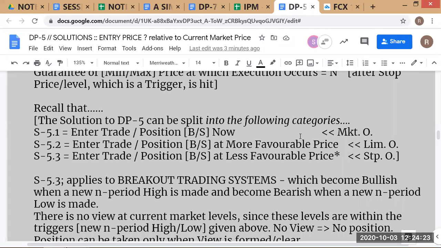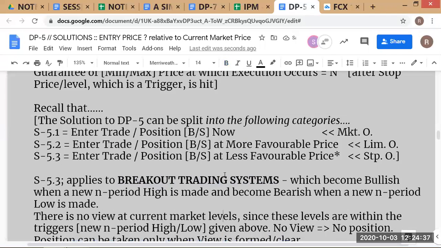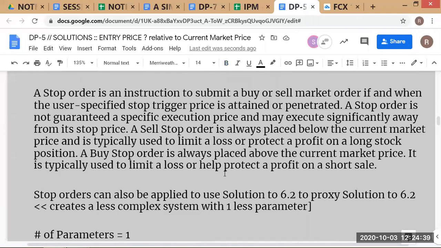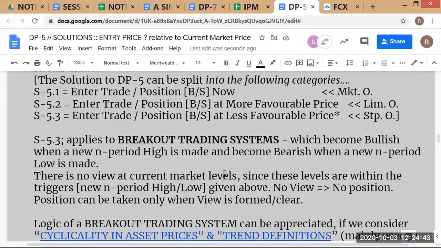Okay. Now let's understand this very important thing actually. Breakout trading systems. We have discussed it briefly. Going back to the stop orders. Okay. Now why?